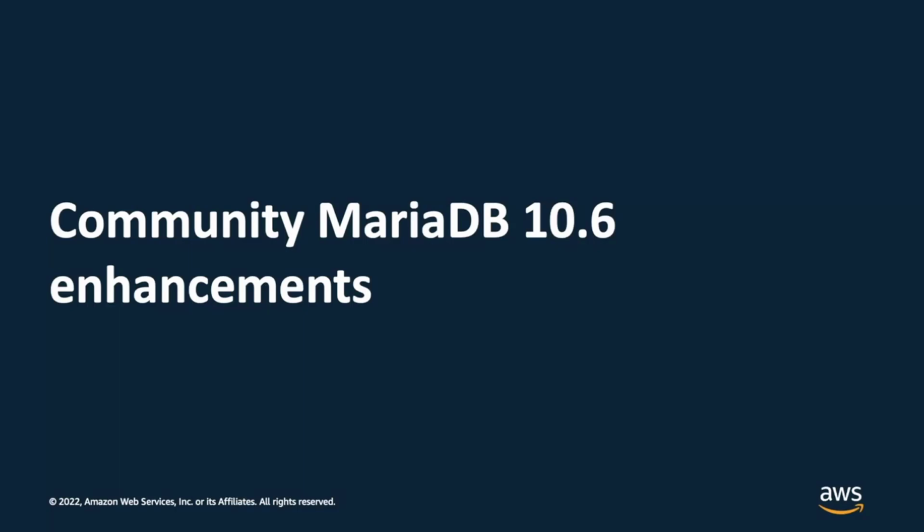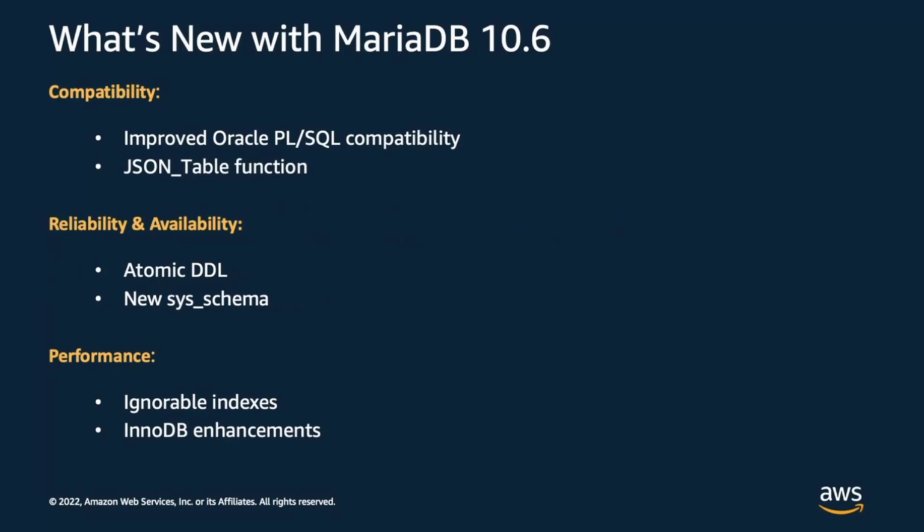So now let's look at enhancements in MariaDB 10.6 that brings to the table. Here we put together some of the enhancements in MariaDB 10.6. Some of them are Oracle PLSQL compatibility, new JSON table function introduced for the first time in MariaDB 10.6. Atomic DDL feature is added for reliability. Syschema is introduced for monitoring and troubleshooting purpose. For performance, MariaDB introduced ignored indexes and some inbuilt InnoDB enhancements. Let's dive deep into these enhancements.